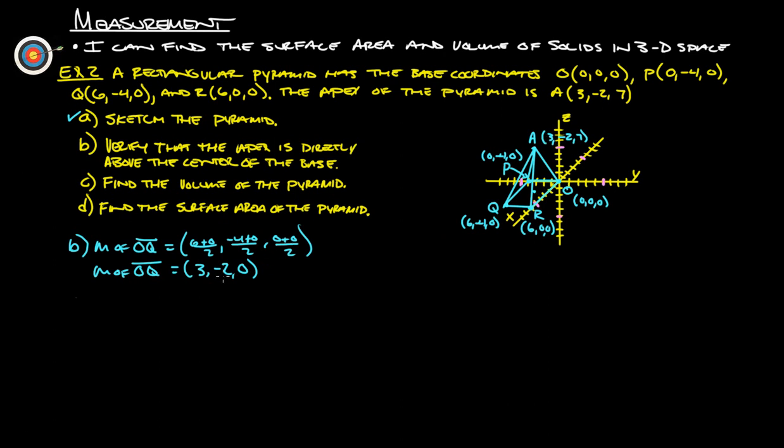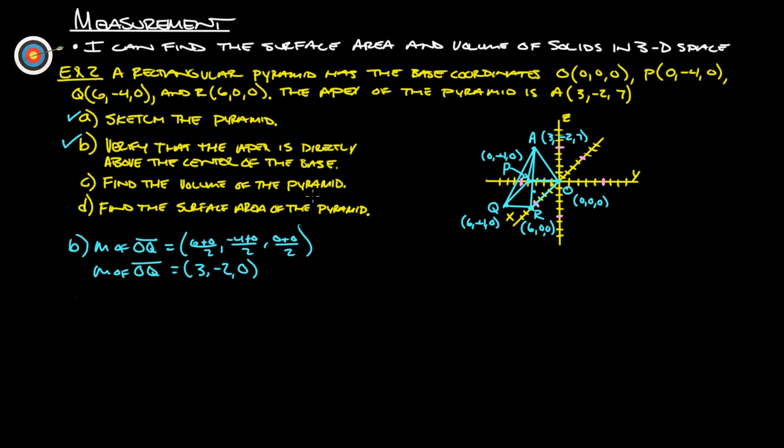So look, we got 3, -2, 3, -2, and then this 0 is at the bottom, and that means the apex is 7 units up above the center of the base. Okay, so we have now verified that that is true.